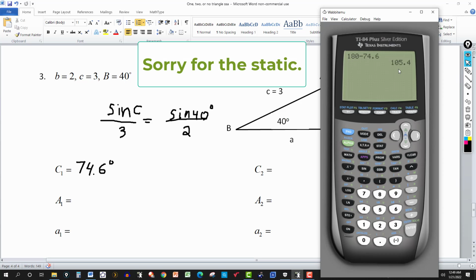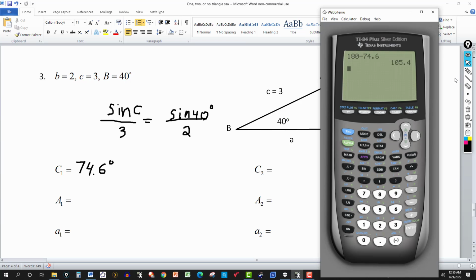Can we form a triangle with this? Because if you take the sine of 105.4 and the sine of 74.6, you get the same number. So that means those 2 angles could be angles of this triangle. So let's do this. Let's assume that we have a second triangle. If we do, then angle C, which in this case would be C2, corresponding to the second triangle, is 105.4 degrees.